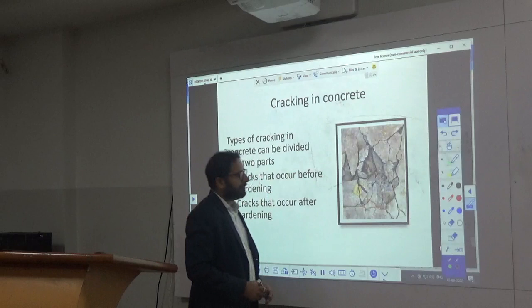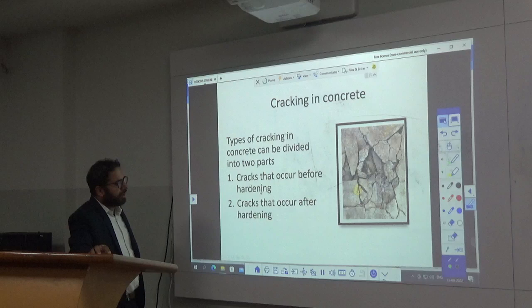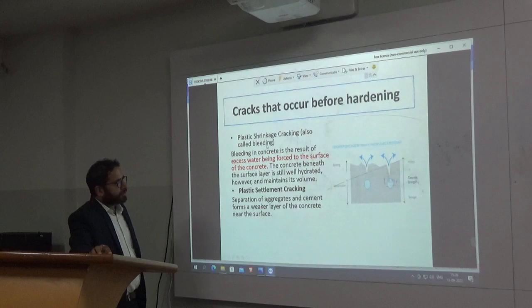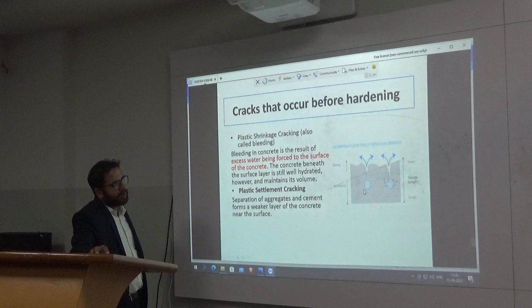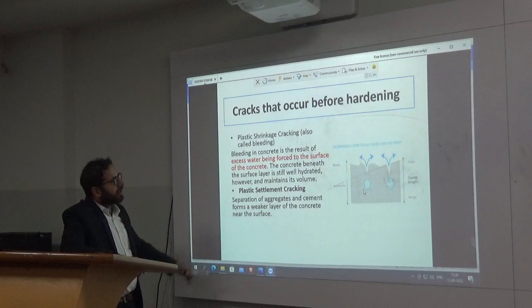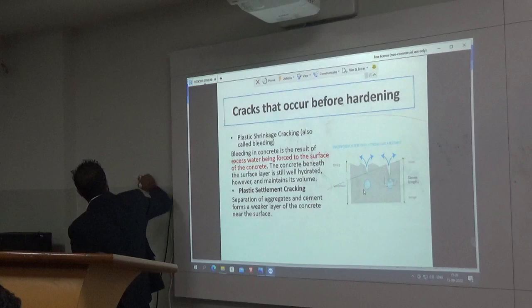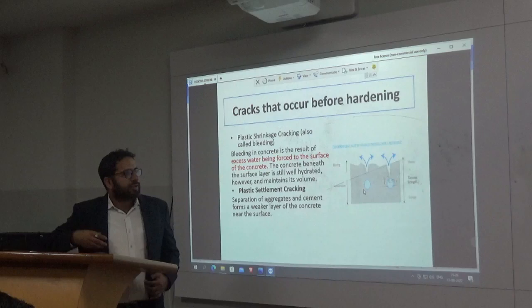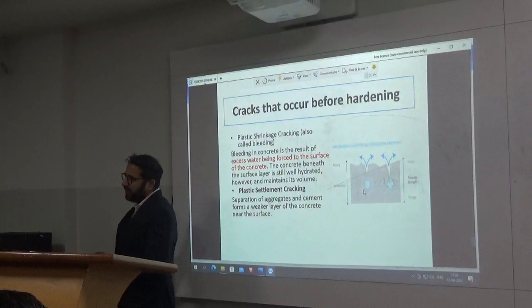Sometimes cracks appear before hardening and sometimes cracks appear after hardening, right? Plastic shrinkage cracking is also there. Bleeding means when the excess water comes out from the structure, that will also take out the cement along with the water, right? So that will cause a shrinkage crack. You may have seen cracks in the walls also, diagonal type cracks. After construction also, when these walls dry, the plaster also develops cracks. So there is no harm in that crack. That crack will come for sure.